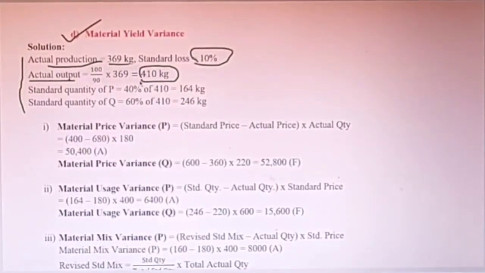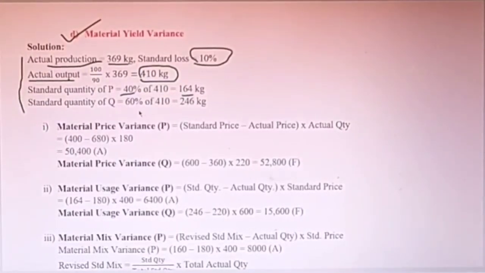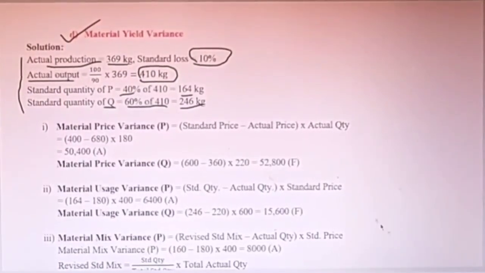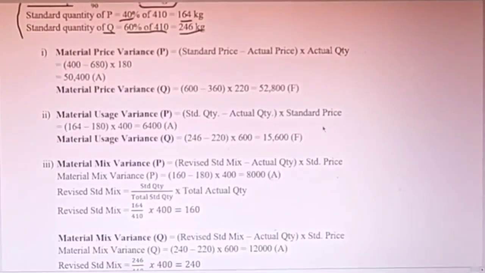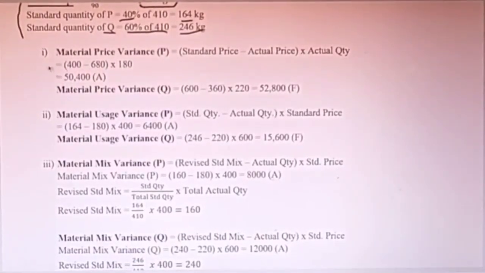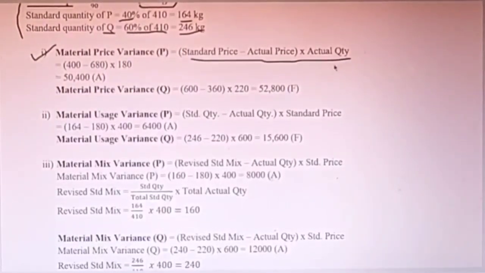So this is the actual output, and standard quantity again is given as 40%. So find 40% of 410, you get 164 kg, and this commodity Q is 60% of 410, that will fetch you 246 kg, right? Now when you have calculated all this cost, let's find out the first question, material price variance. The formula is standard price minus actual price into actual quantity.